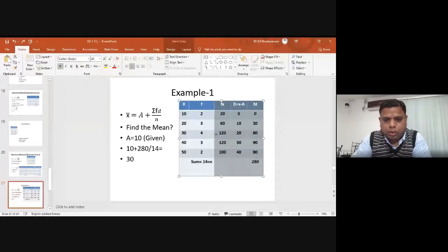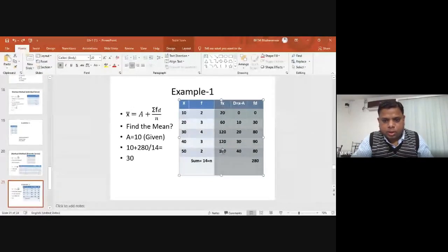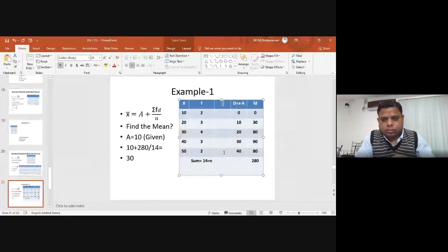Just note down if you have not written. Just eliminate these columns, this one is not needed. In case of the first one, a is given as 10, 10 minus 10, 0. For the second one, that is 20 minus 10, that is 10. Again, for the third row, 30 minus 10, that is 20. 40 minus 10, that is 30. And for the last row, that is 50 minus 10 equal to 40.